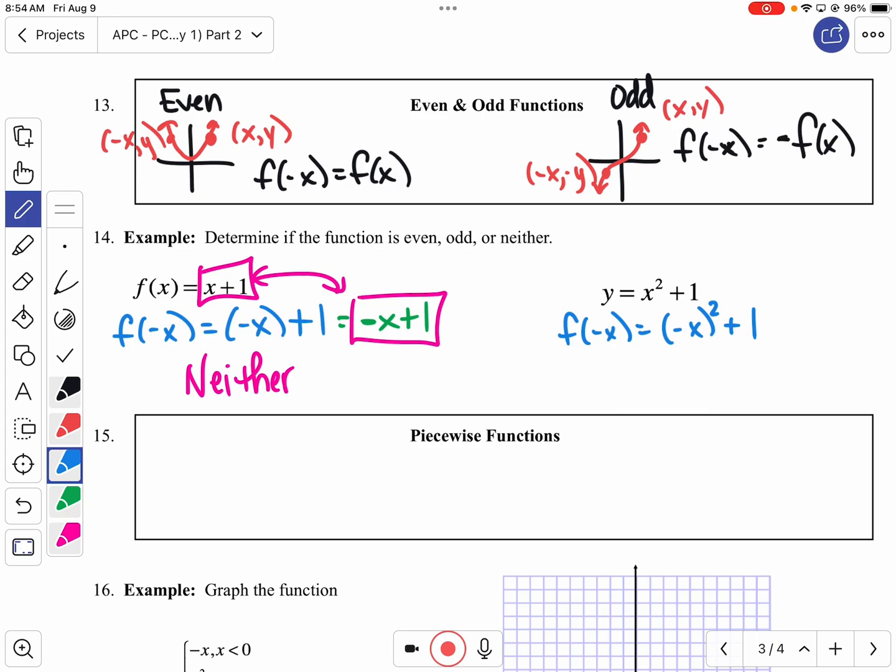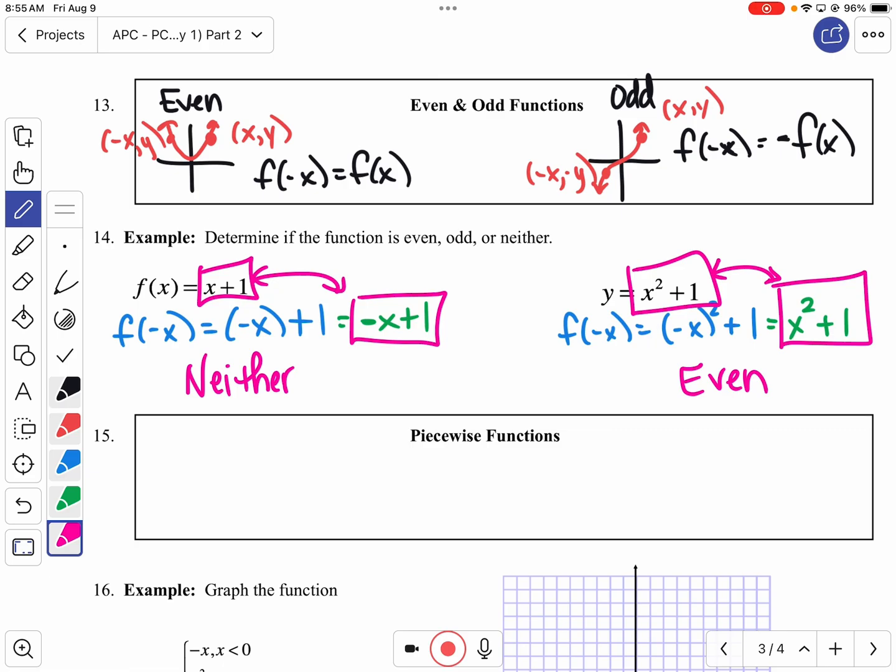Okay, so if we do it again on the second one, we're going to plug in a negative x, and let's see what happens. Right? If I take a negative x and I square it, what will I get? Positive x squared plus 1. And so now we compare. Did I get it to be exactly the same as the original, or did everything change? It's all the same, so it's even. Okay, so that is the justification for even and odd. That should help you on that quiz I gave you yesterday.